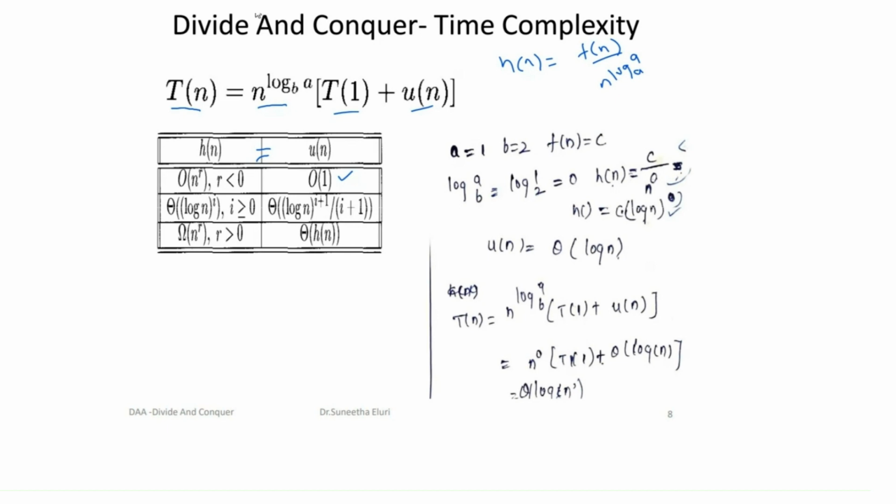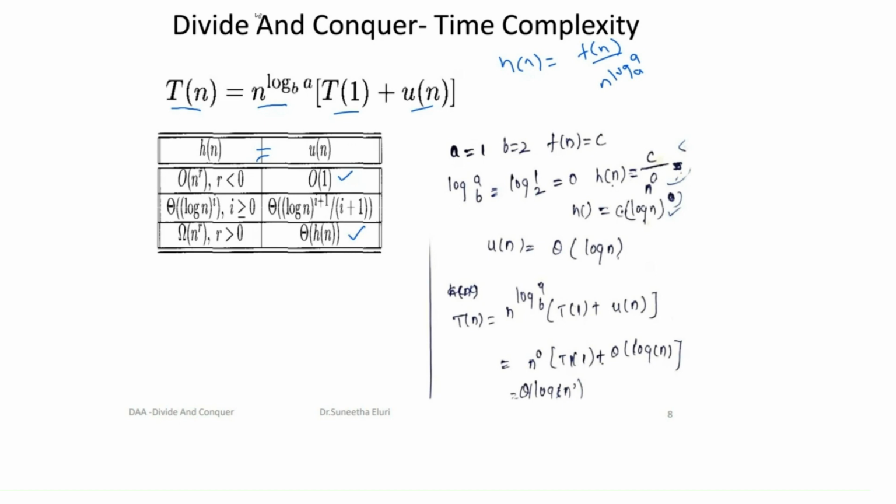So here if you observe, r is less than 0, or maybe greater than or equal to 0, and if it is greater than 0, I have three possibilities. So omega of n power r, where r is greater than 0, then I can write u of n is equal to theta of h of n. So let us see an example of these three cases.